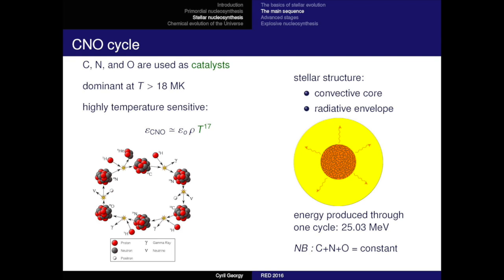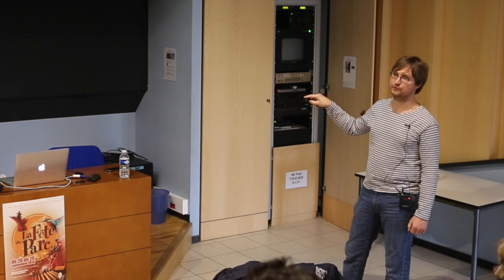When you go to higher temperature, you will be able to activate another kind of burning for converting hydrogen into helium. That is called the CNO cycle. Basically, carbon, nitrogen, and oxygen are used as catalysts in this reaction. And this cycle is dominant at temperatures above around 18 million Kelvin. And this one is highly dependent on the temperature. It is proportional to the temperature to the power of 17.